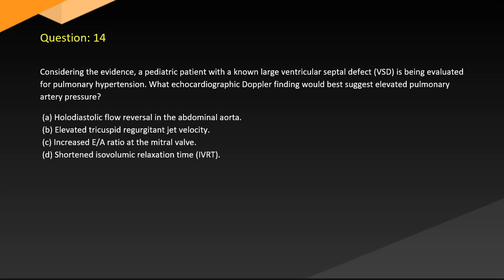Question 14. Considering the evidence, a pediatric patient with a known large ventricular septal defect (VSD) is being evaluated for pulmonary hypertension. What echocardiographic Doppler finding would best suggest elevated pulmonary artery pressure? A. Holodiastolic flow reversal in the abdominal aorta. B. Elevated tricuspid regurgitant jet velocity. C. Increased E/A ratio at the mitral valve. D. Shortened isovolumic relaxation time.